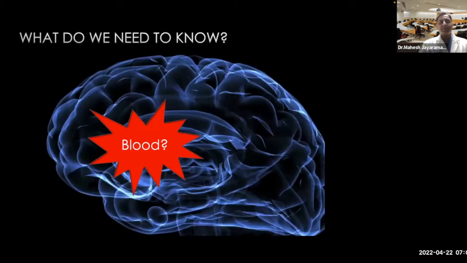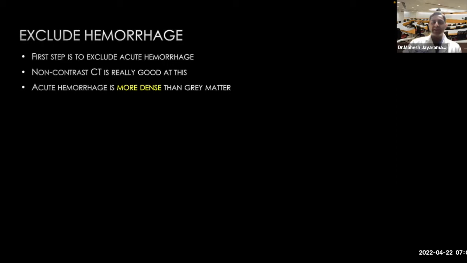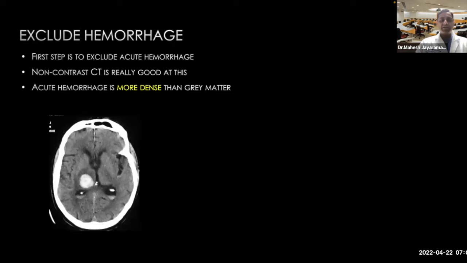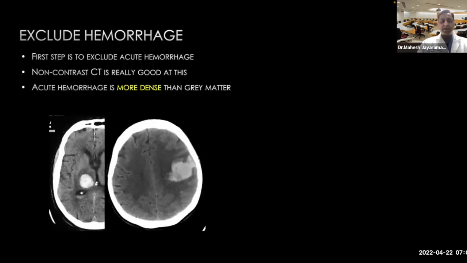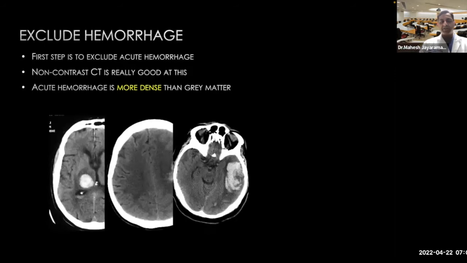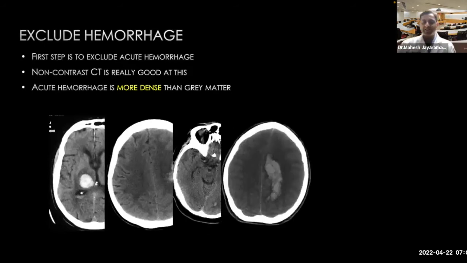So the first question we need to know is, is there blood in the brain? Is there hemorrhage in the brain? This is very easily done with a non-contrast CAT scan, and this is the first step. Acute hemorrhage is more dense than gray matter, and this is because of the iron content. These are simple examples of a thalamic hemorrhage, a lobar hemorrhage, another lobar hemorrhage, and another lobar type hemorrhage, but they're all the same. The acute hemorrhage is hyperdense on CAT scan. So non-contrast CT is superb at identifying these areas of hemorrhage.